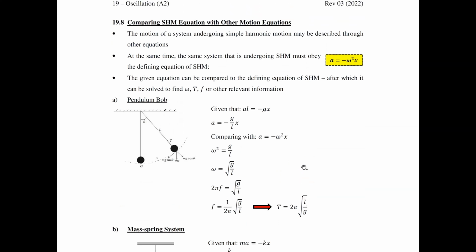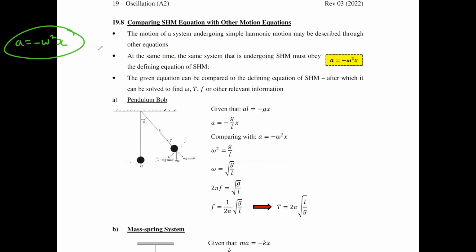All right. Now, we already know that simple harmonic motion is usually defined by the equation a equals negative omega squared x. This is what you know as the defining equation of SHM.